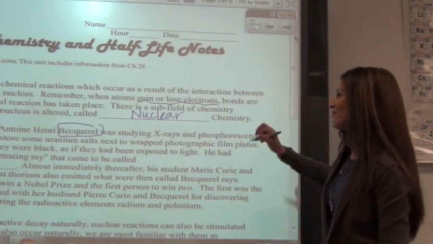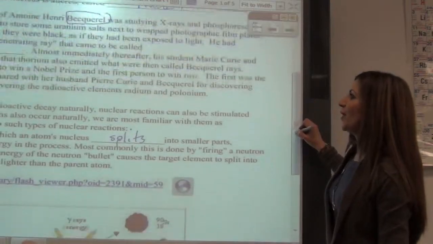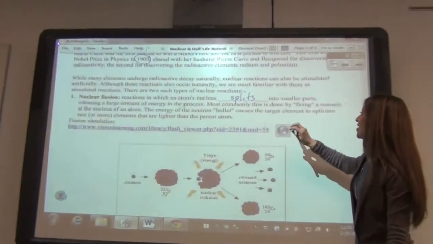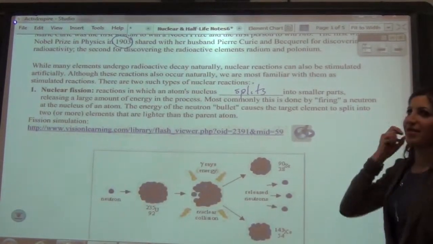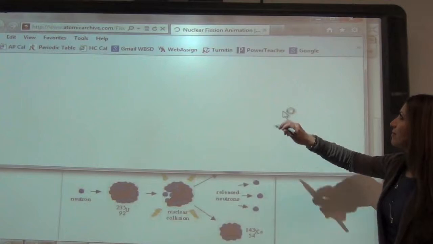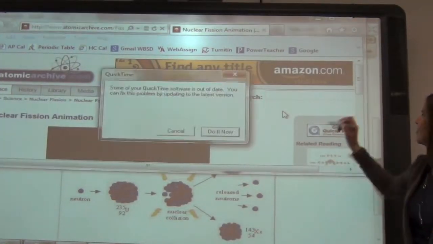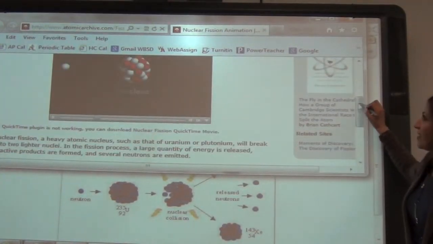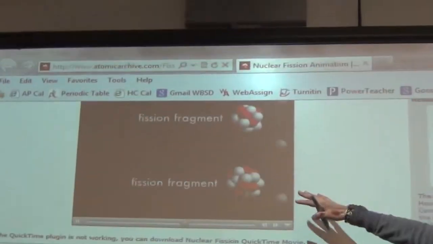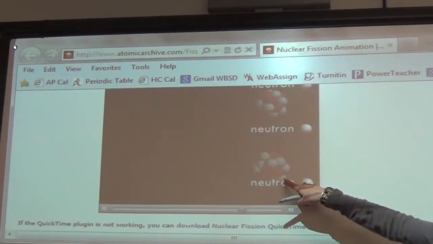About talking about the history of radioactivity. So we talked about the difference between fission and fusion. And so if we look at something like fission on here, here is a neutron, and the neutron's hitting into the nucleus, and then you can see the two fission fragments.